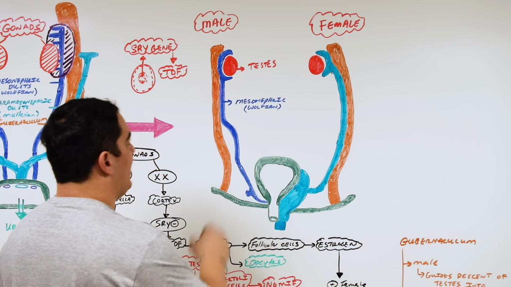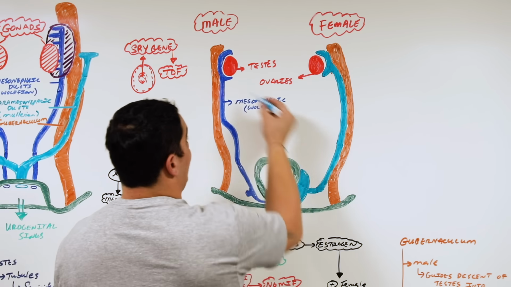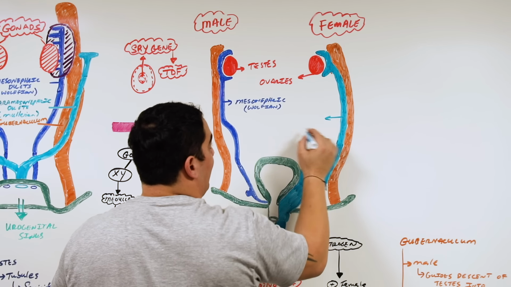For the female, what does the gonad become? This will give rise to the ovaries. And then this blue structure here that's connecting with the ovaries, because again, what happened? The mesonephric duct got degraded for the females. And all that's remaining is the paramesonephric duct.